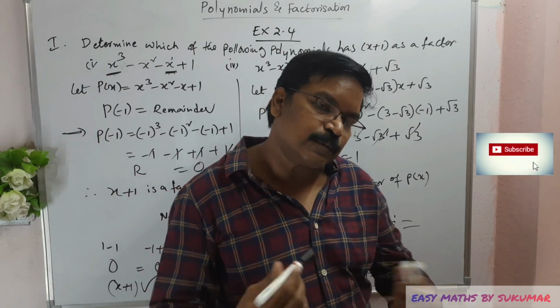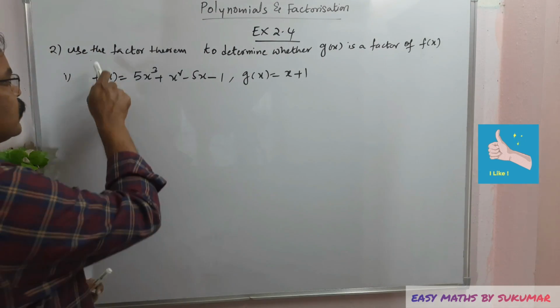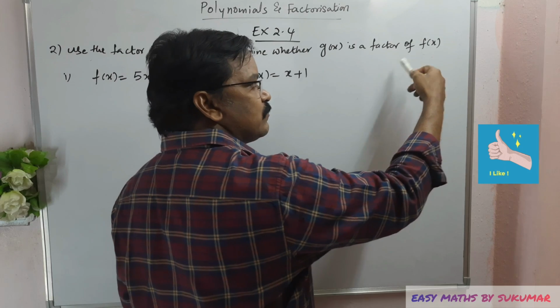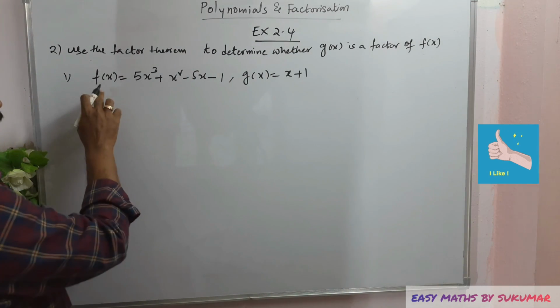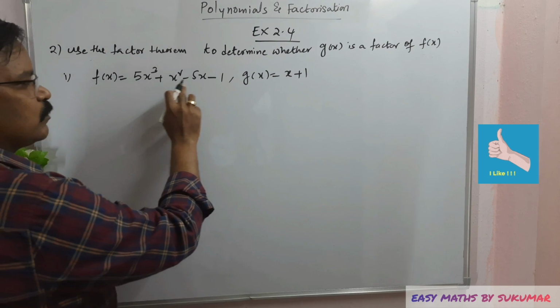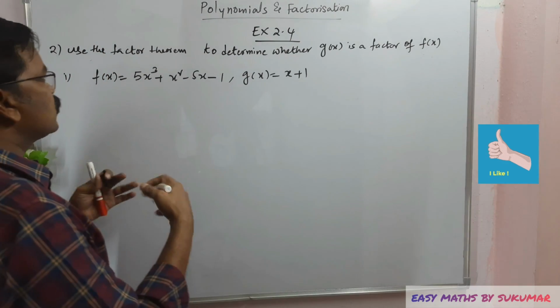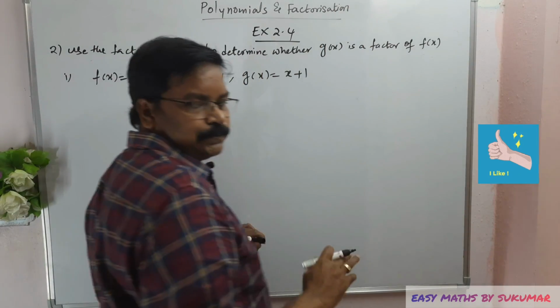If they are equal, then x plus 1 is a factor, right? Second set: use the factor theorem to determine whether g of x is a factor of f of x. The first question: f of x is equal to 5x cube plus x square minus 5x minus 1, g of x is equal to x plus 1.